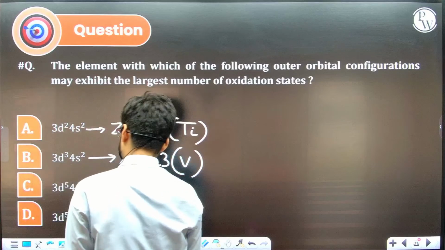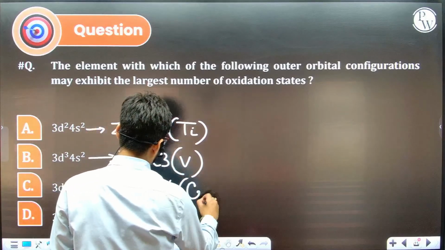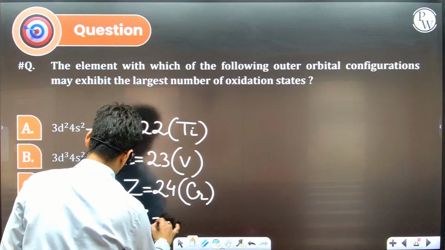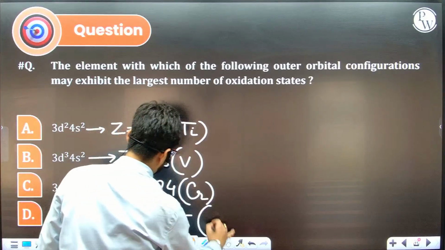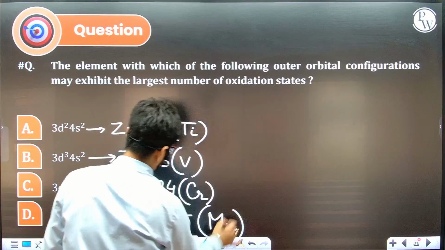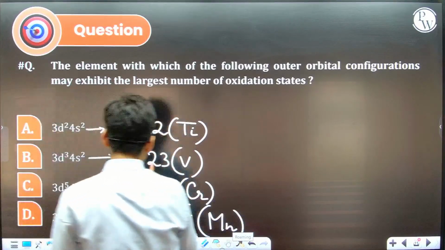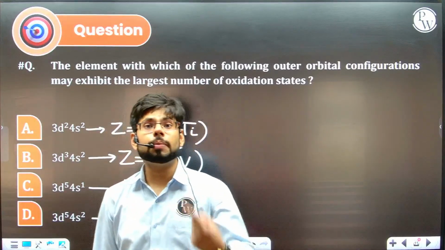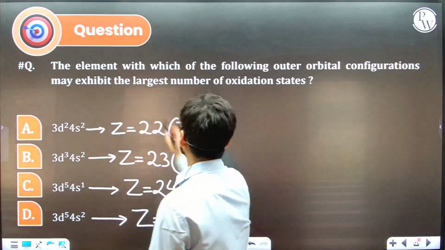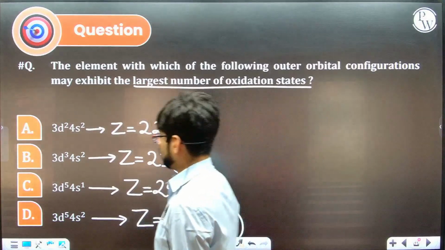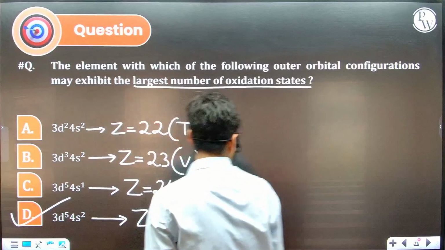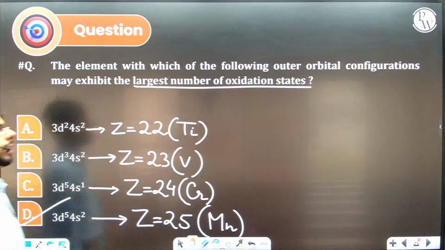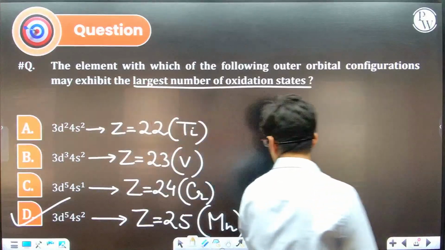Right? 24, chromium. Manganese. Now we know that out of these, manganese has the maximum number of possible oxidation states. Hence D is the correct answer. Manganese has the highest number of oxidation states, so D is the correct answer.